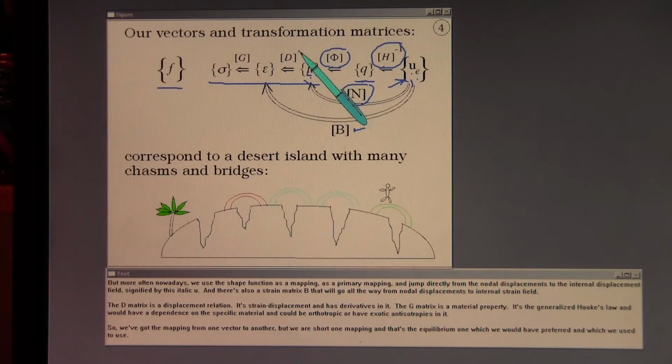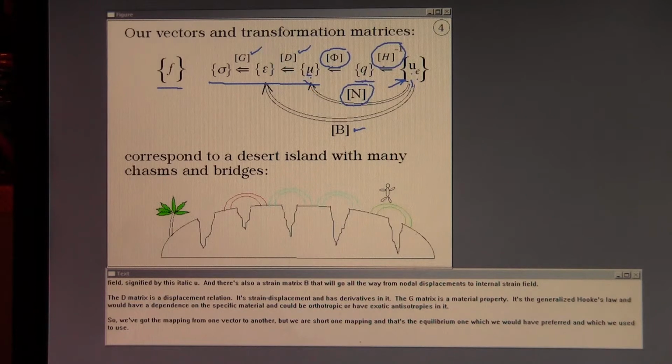The D matrix is a displacement relation. It's a strain displacement and has derivatives in it. The G matrix is a material property. It's the generalized Hooke's law and would have a dependence on the specific material and could be orthotropic or have exotic anisotropies in it.